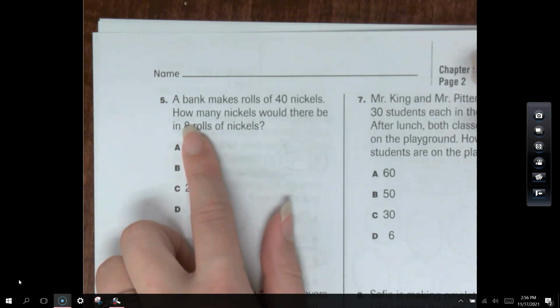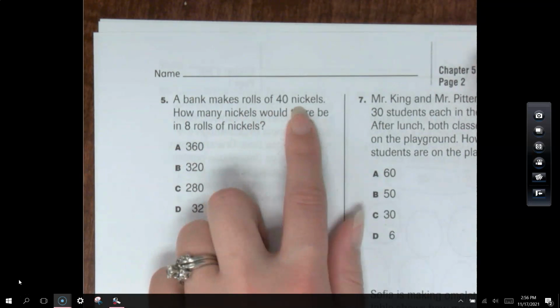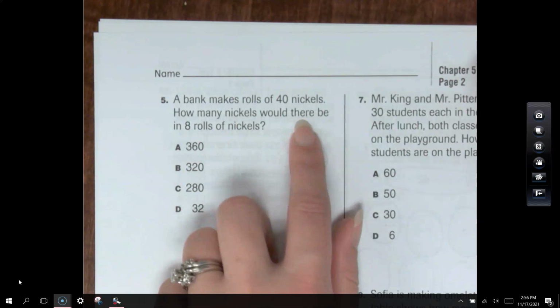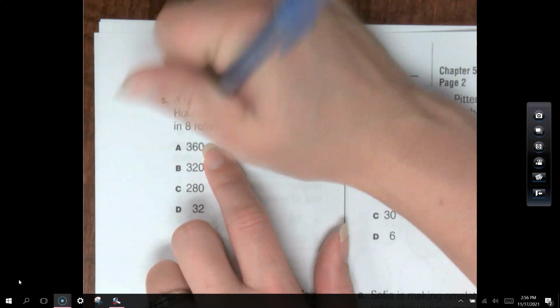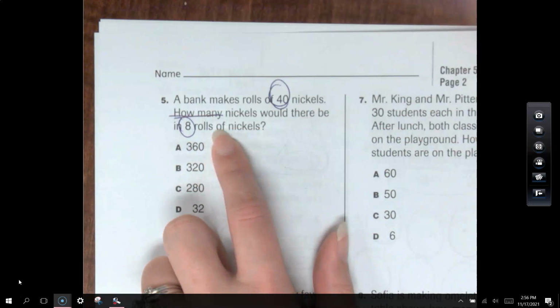Number 5. A bank makes rolls of 40 nickels. How many nickels would there be in 8 rolls of nickels? I see a 40 and I see an 8. I also see the words how many.